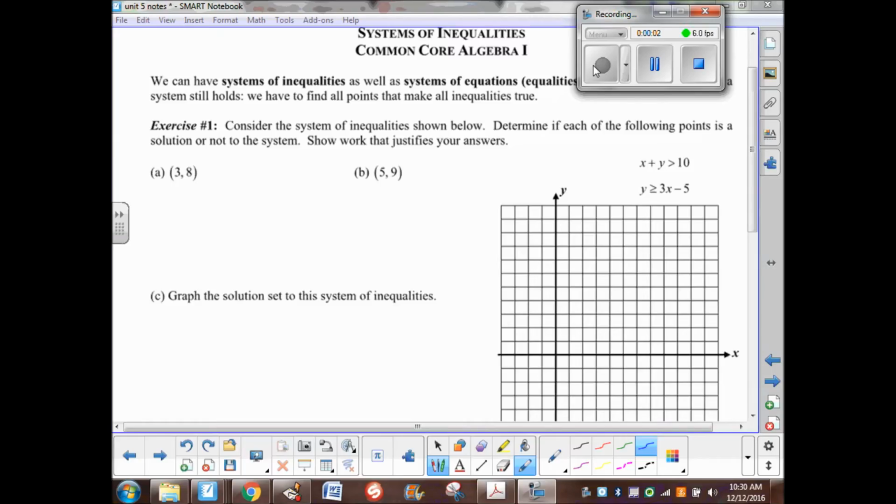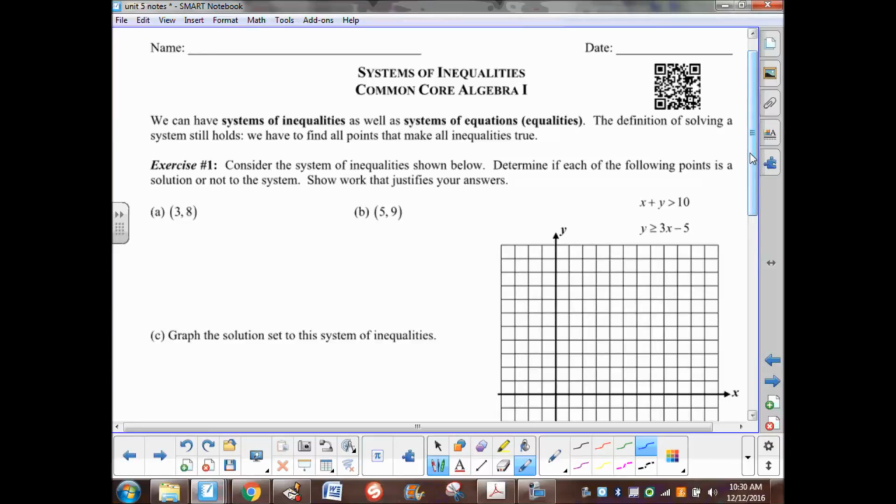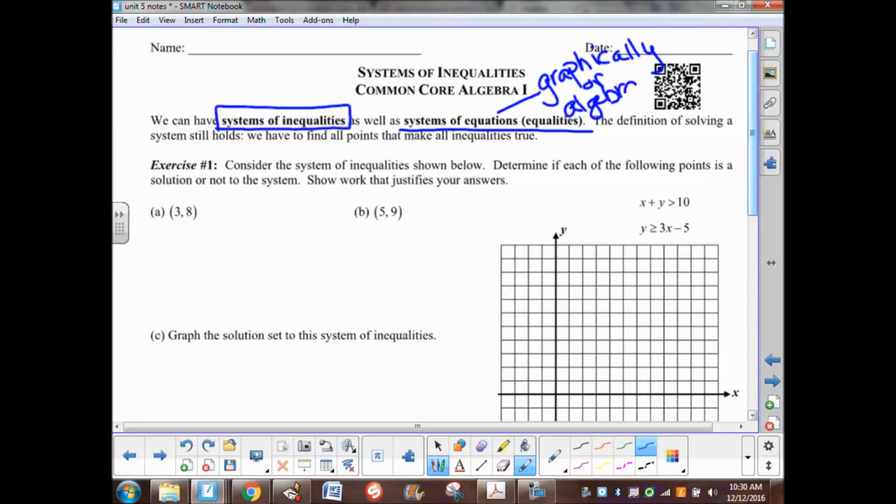Lesson 7, solving systems of inequalities. So we've worked with systems of equations so far, but now we can talk about systems of inequalities. So we've got two inequalities, still the same idea as two unknowns. Our systems of equations that we've worked with, we've been able to solve them graphically or algebraically, meaning by elimination or by substitution.